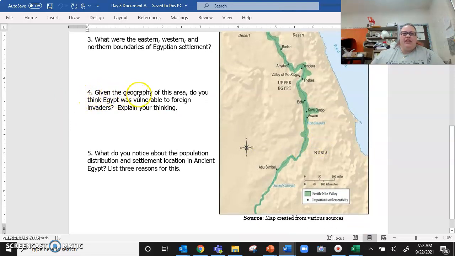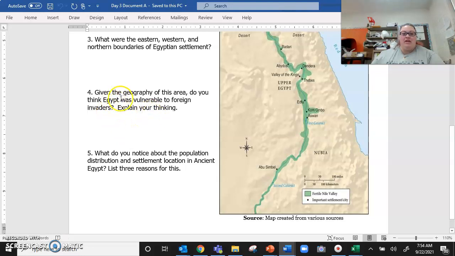Number 4, given the geography of this area, do you think Egypt was vulnerable to foreign invaders? There are some words that you may have to look up here. You may have to look up what it means to be vulnerable. You may have to look up what it means for foreign. And you may have to look up what invaders were. Remember, you have access to your laptop, so pause the video and look those up.